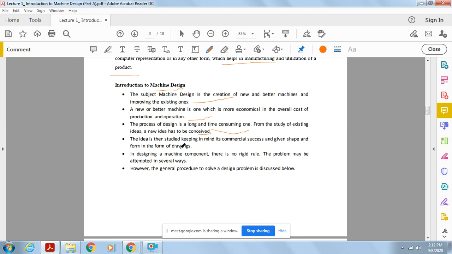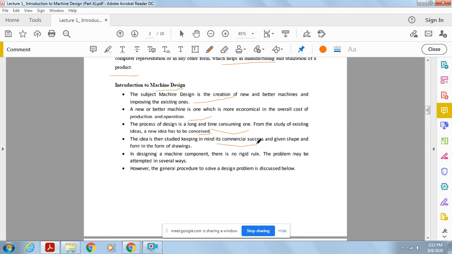Now that idea is then studied keeping in mind its commercial success. Of course you are designing because you want to earn something. You have got some idea from the necessities of the people, and when you are working for an organization, at the very end of this process the factory will certainly sell those products to the consumer. So obviously it is thinking about the profit and the commercial aspect. The commercial aspect is very important in the design part.